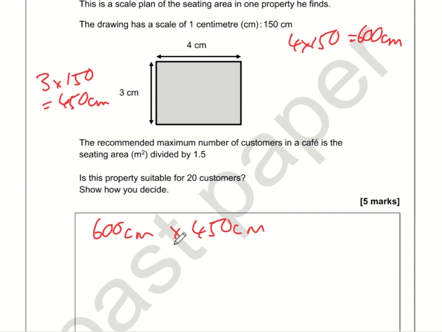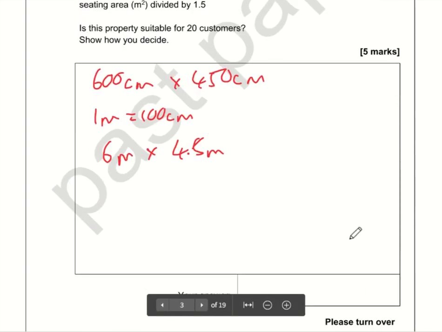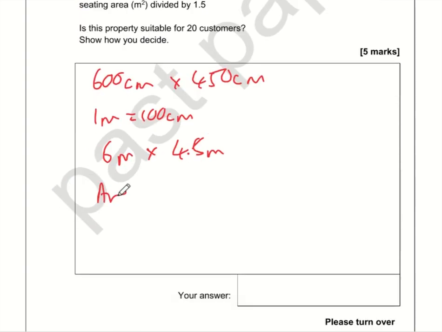Now let's turn these into metres. Remember that 1 metre is 100 centimetres, so I need to divide these by 100. 600 divided by 100 is 6, so it's 6 metres, by 450 divided by 100, 4.5 metres. So therefore the area is going to be 6 multiplied by 4.5, and that is 27 square metres.